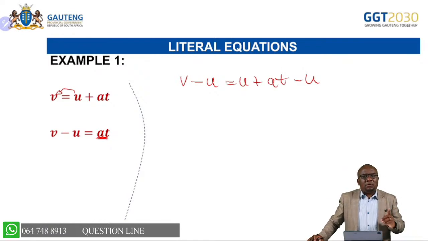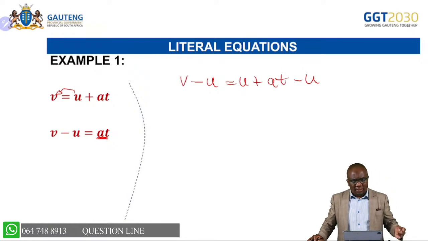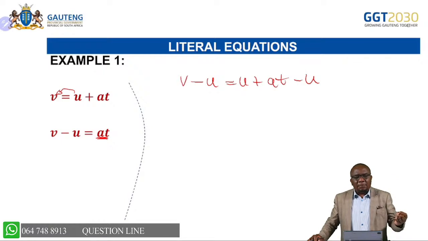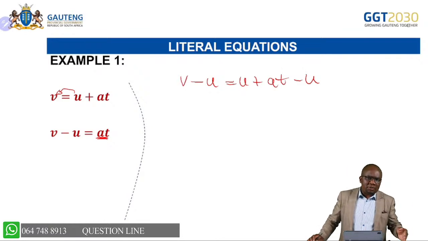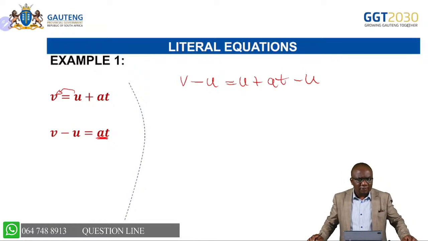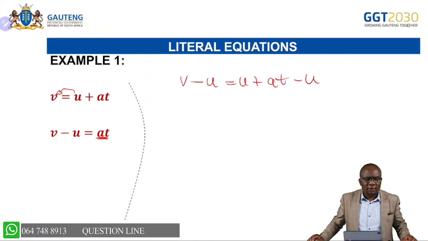Check the operation. What is the operation between A and T? There are four mathematical operations, grade 10s: addition, subtraction, multiplication, division. What's the operation between A and T there? It is multiplication. So now, what do we do? The inverse operation of multiplication, what is it? Division. Now divide both sides by A. Let's do that.